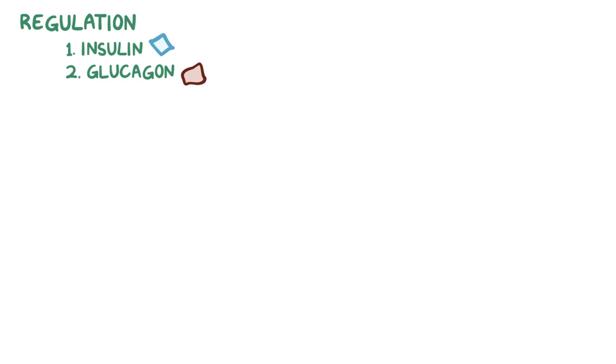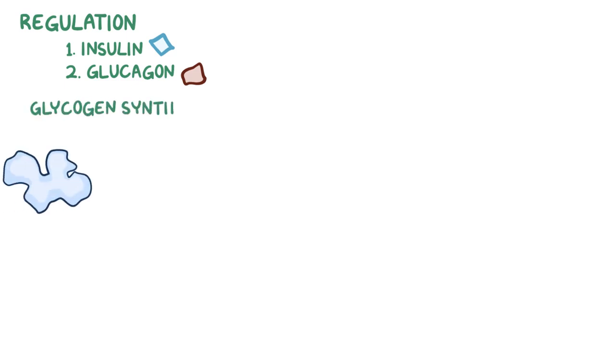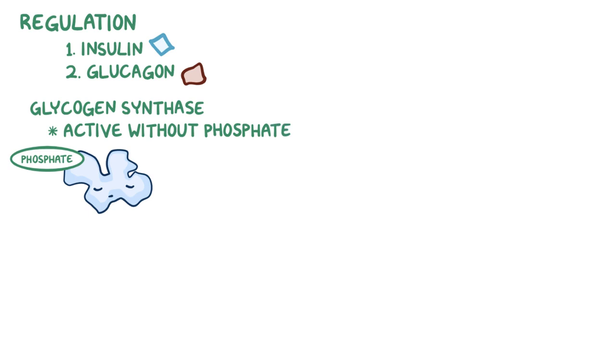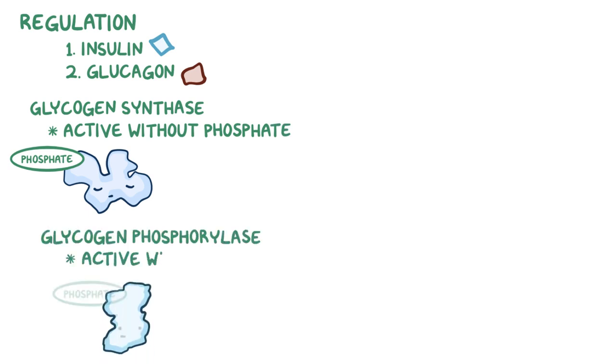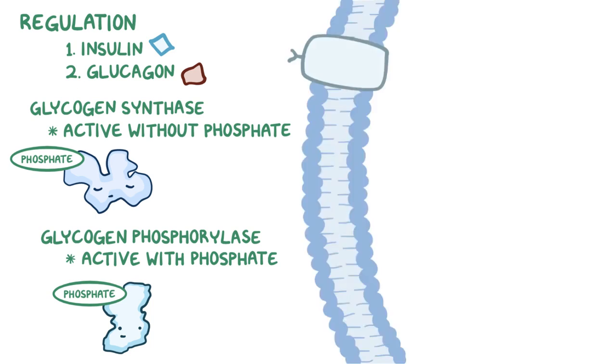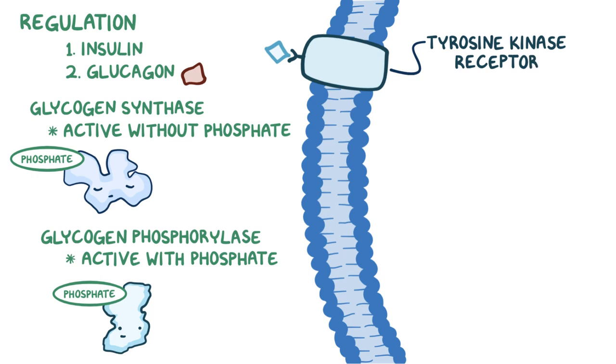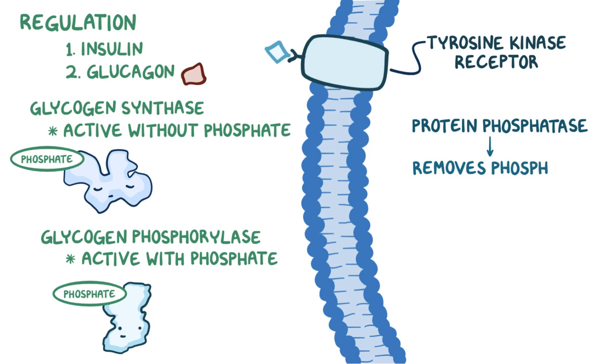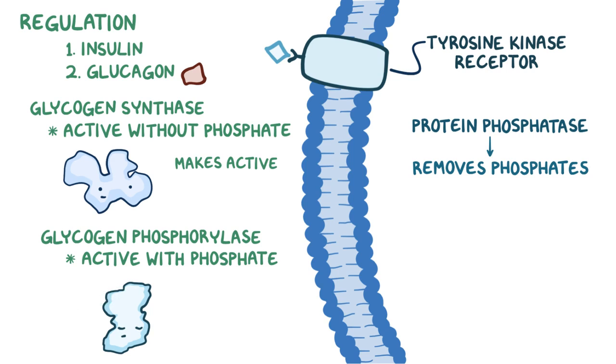Glycogen metabolism is primarily regulated by 2 pancreatic hormones, insulin and glucagon. Now, a general rule of thumb is that glycogen synthase is active when it doesn't have a phosphate, whereas glycogen phosphorylase is active when it does have a phosphate attached to it. So in liver and skeletal muscle cells, insulin binds to a tyrosine kinase receptor on the cell surface, and that ultimately activates a protein phosphatase which goes around removing phosphates from glycogen synthase, making it active, as well as from glycogen phosphorylase, making it inactive. This promotes glycogen synthesis and decreases its breakdown.